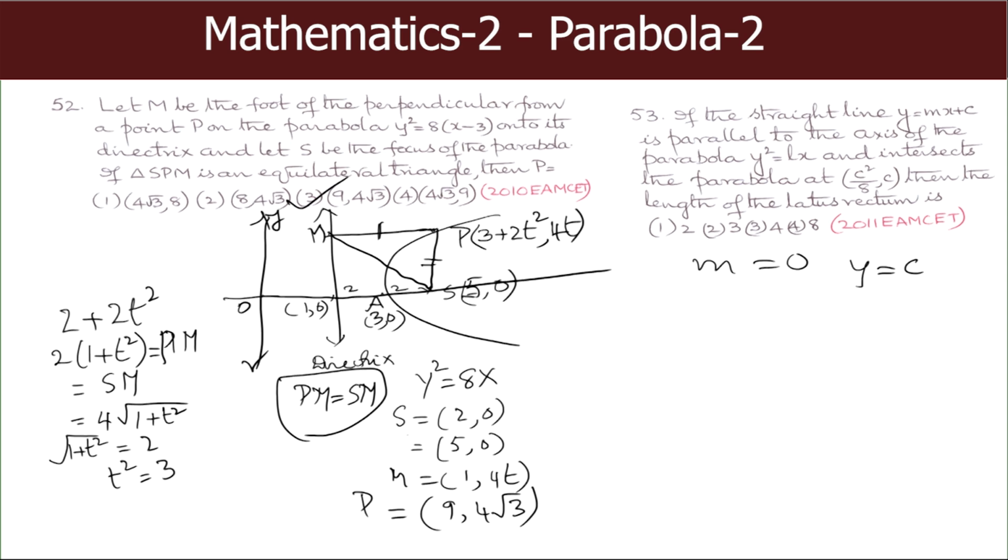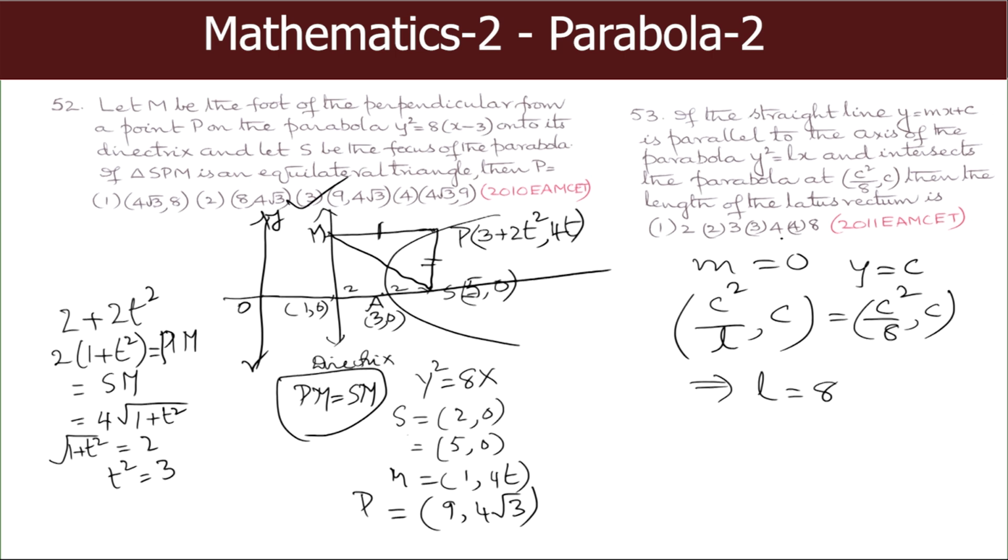This line y equal to c intersects the parabola y square equal to Lx. What is the point of intersection? y equal to c means x is equal to c square by L. This is the point of intersection of the parabola with the line y equal to c. That is given to be (c square by 8, c). This means L equal to 8. But what is L? L is the latus rectum of the parabola y square equal to Lx. The parabola has its latus rectum equal to L, so L equal to 8. So, the latus rectum of the parabola is 8.